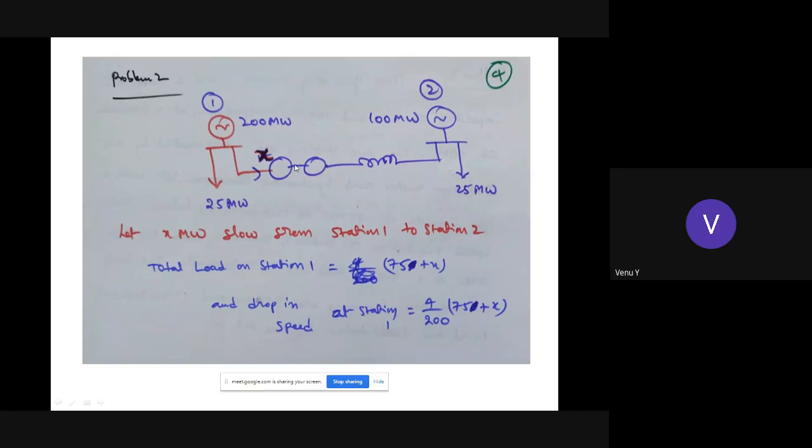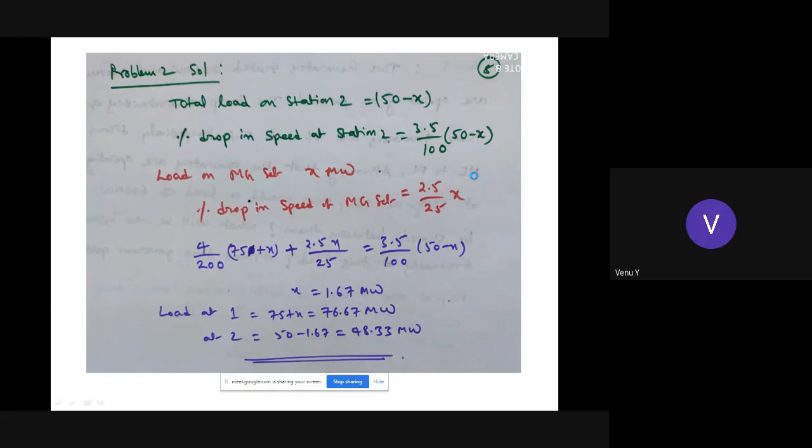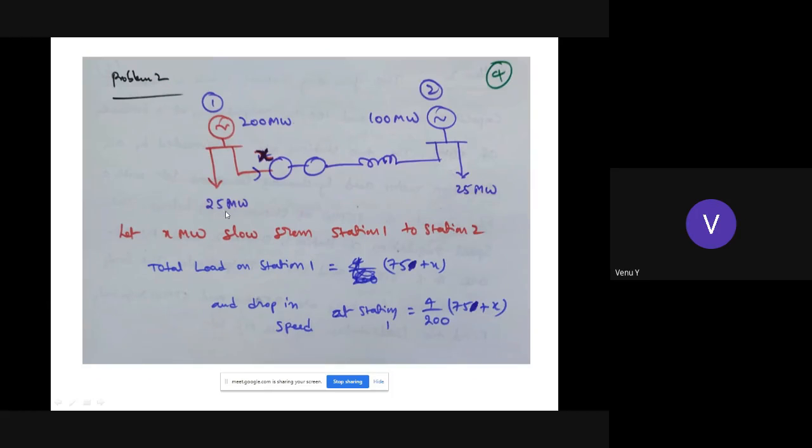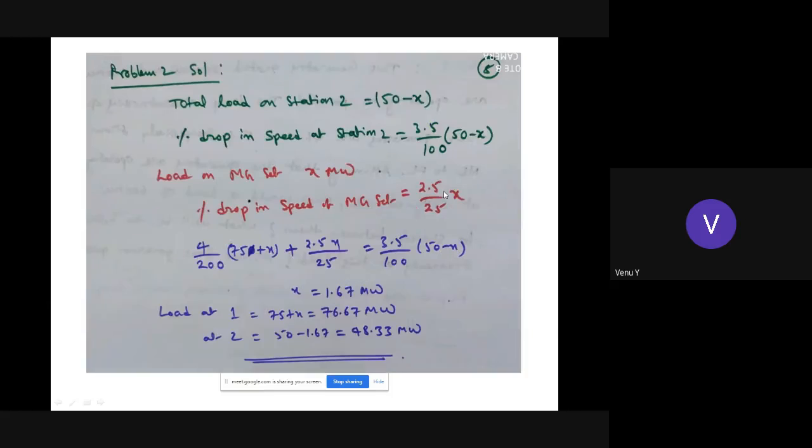So x is flowing from 1 to 2. Therefore, 50 minus x. Here you can write 50 megawatts. Here it is not 25, it is 50. Percentage drop in the speed at station 2, the full load variation is 3.5%. From 0 to 100, variation is 3.5. Therefore, now the load is 50 minus x, so (50 minus x) divided by 100 into 3.5. That is the load.